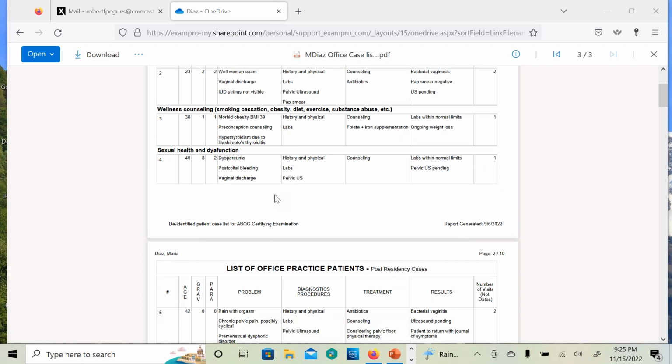Good. So let's see. We'll keep this focal then. So this is a 40-year-old gravida 2 para 2. Let's take the dyspareunia off. She presents with new onset of postcoital bleeding. Can you tell me what basic history information you want to get from her?